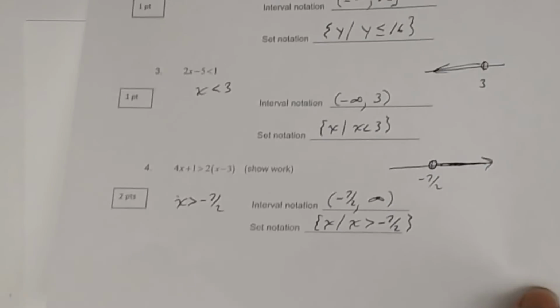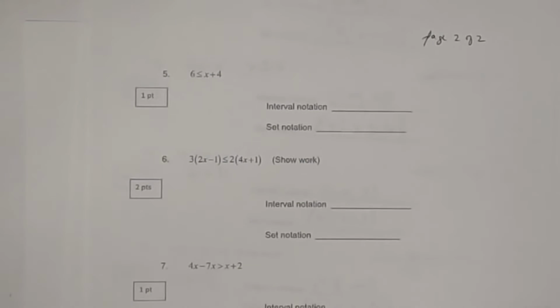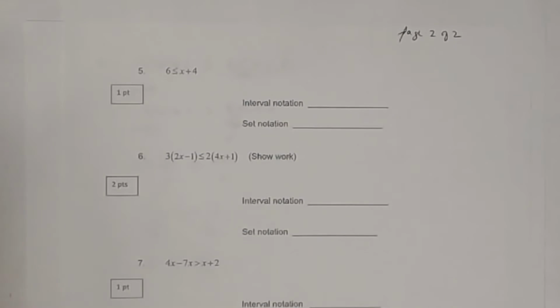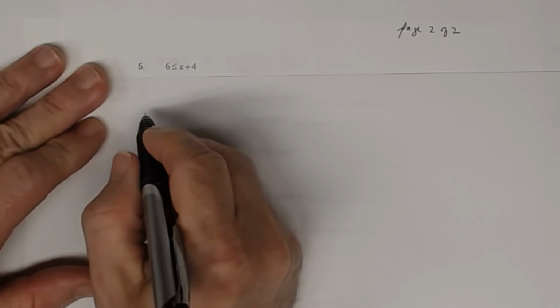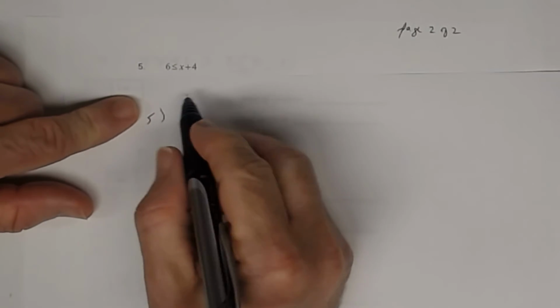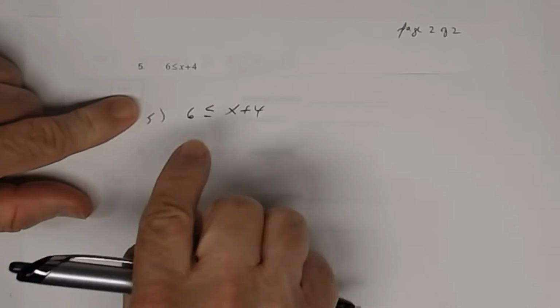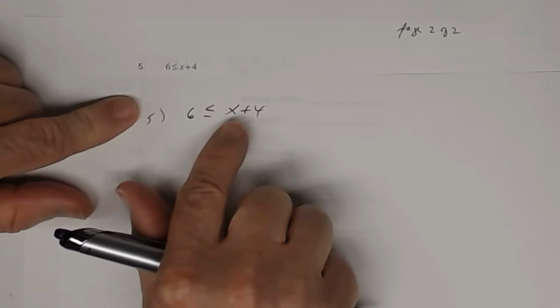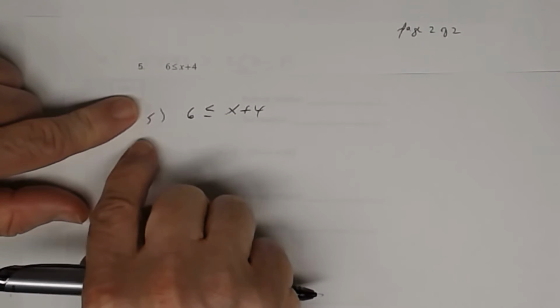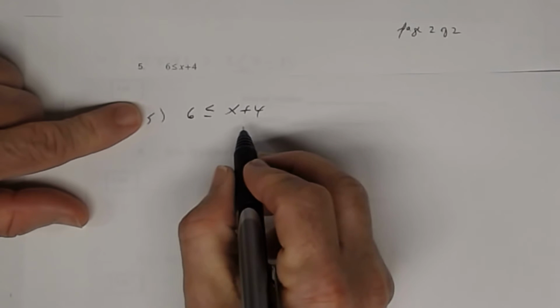Okay, let's look at number 5. So when looking at number 5, let's think about that. Some students have trouble with this only because of what we're about to talk about. So I have 6 is less than or equal to x plus 4. You see that you have the variable on the right-hand side, and you can keep it on the right-hand side. So what you can do to get x by itself is to subtract 4 from both sides.